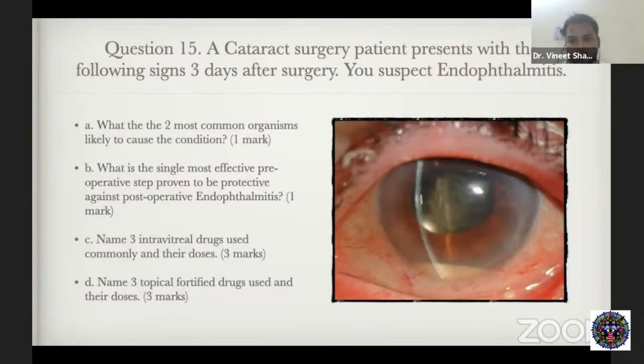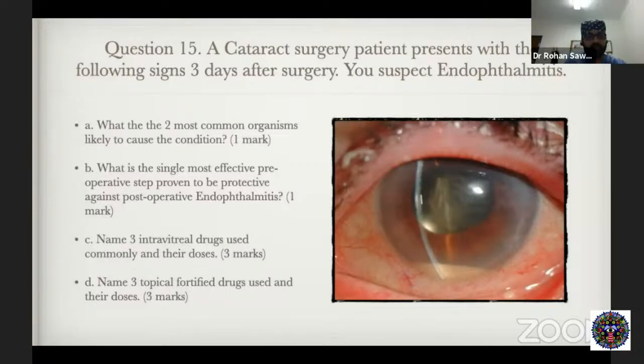Instillation of betadine eye drops in the fornix. Correct. Povidone iodine, if used preoperatively, was studied to be the single most effective preoperative step to protect against endophthalmitis, not avoid it completely.